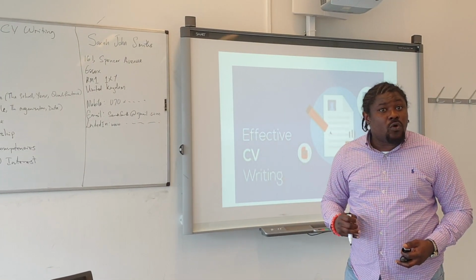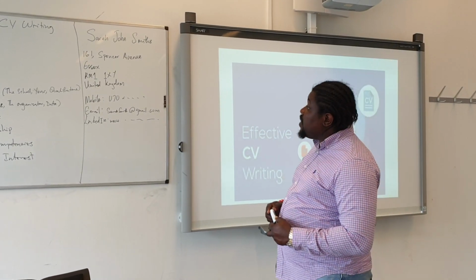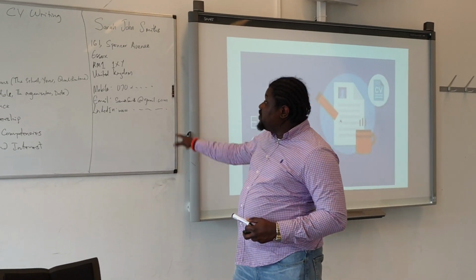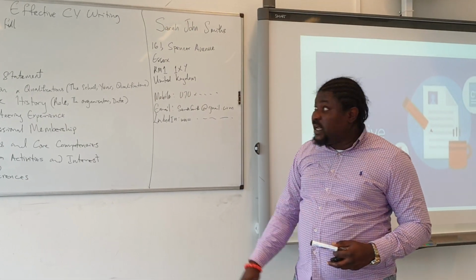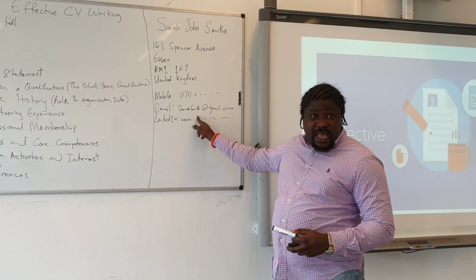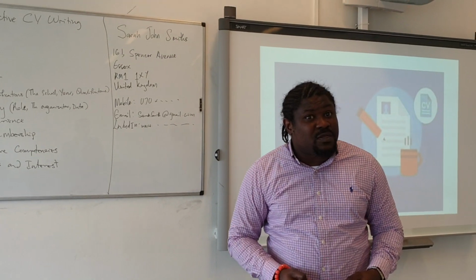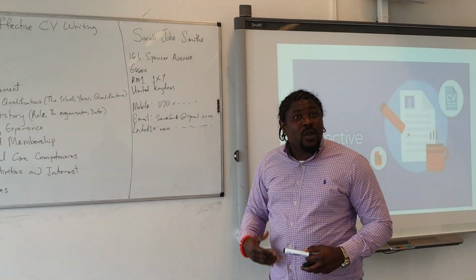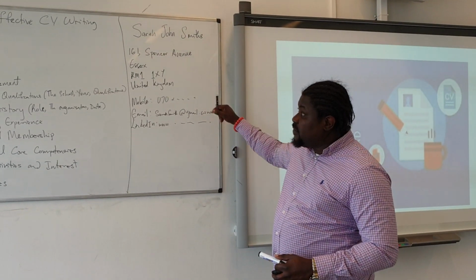If we get hold of your CV in that recruitment agency, immediately we can know this CV belongs to Sarah John Smith. She lives at this address. Oh, we need to give her a call because we need to get her in for the interview. The mobile number is right on the CV. The email is there if we have to send an email. And if we want to know more about Sarah John Smith, we can click on the LinkedIn profile and see more about her. Okay, that's how to start your CV.